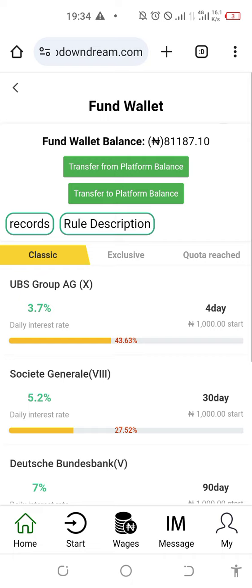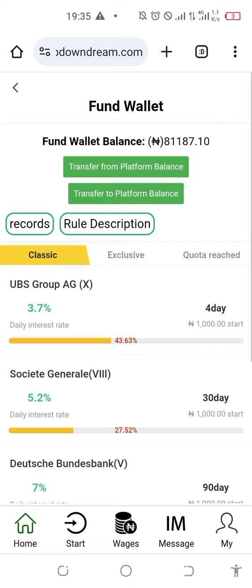Here you can see where you have the fund wallet balance. That's where they reflect. They all pop up here. This 81,187 naira 10 kobo you are seeing is a result of money that I have done on World Fund. At the end of the tenure period, it just popped up here. Then I can transfer to platform balance. What if I want to transfer this money? I'll just click transfer to platform balance.